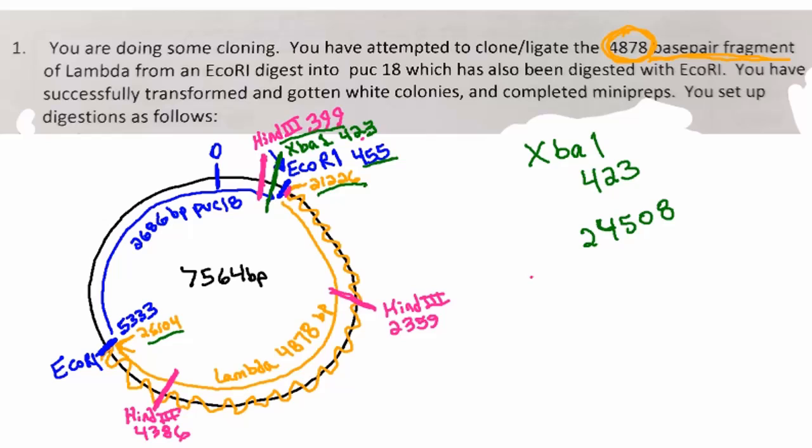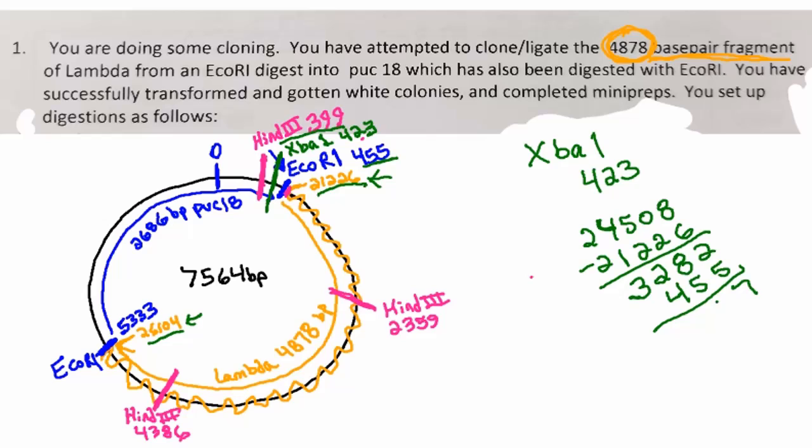So if we have 24508, that's between this 21,226 and the 26,104. So if we subtract 24508 minus the starting point, the 21,226, then you have 3282. But plus, remember, the start of lambda starts at 455. So we have to add that 455 on. So that's 3737. So 3737 would be the Xba1 site on this transformed plasmid, which would be right down about here.